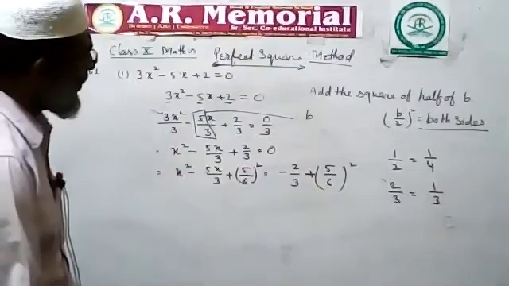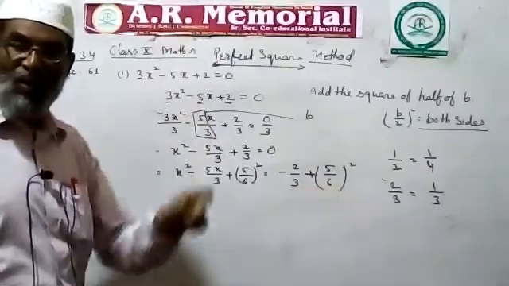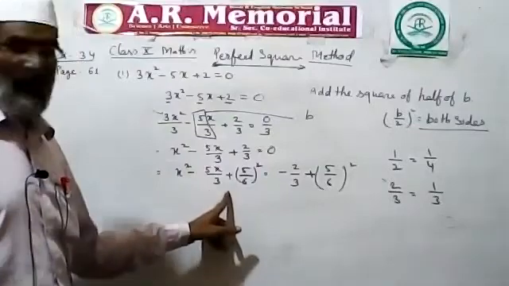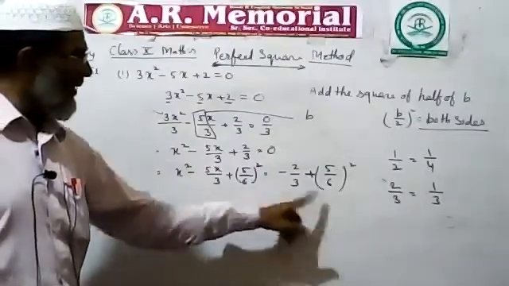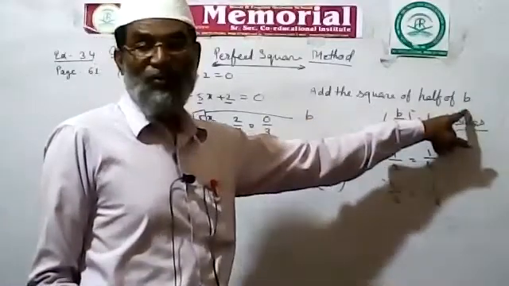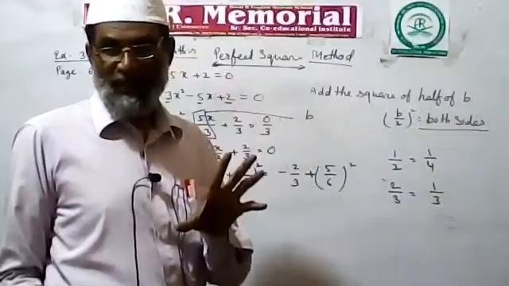How can I get it? This is the step. You can apply it in all questions. Only one thing is there: half of the B. Add it to LHS and RHS. Add the square of half of B. What is the B? B is the coefficient of X.